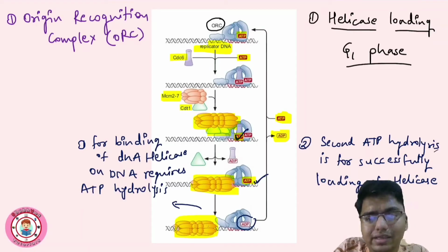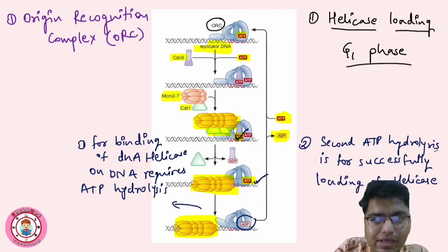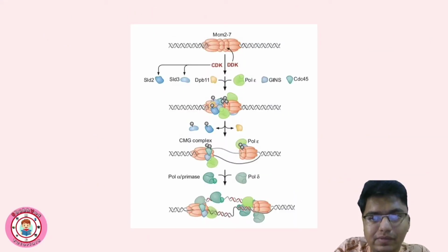But restarting is not that easy. It takes place after the strands are replicated. When the DNA replication of the strands is completed, only then does the reinitiation occur. So this is about helicase loading, G1 phase. Now let's see helicase activation.